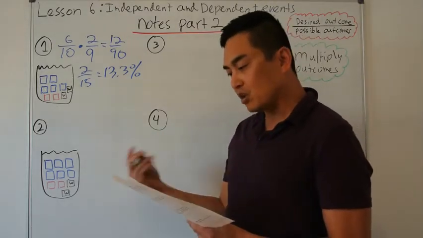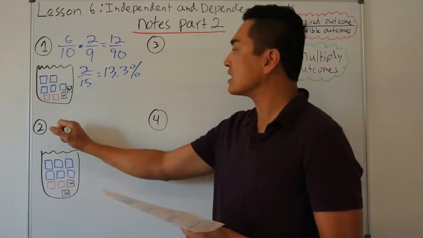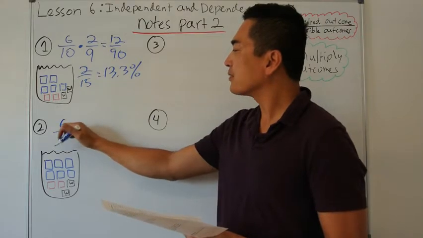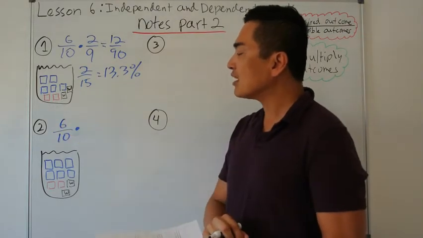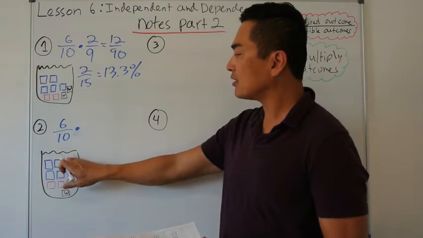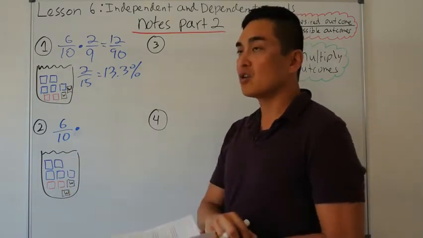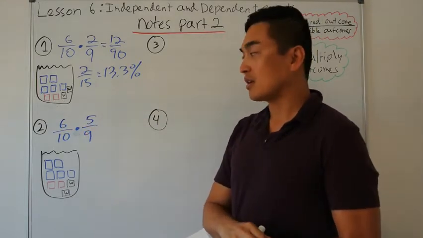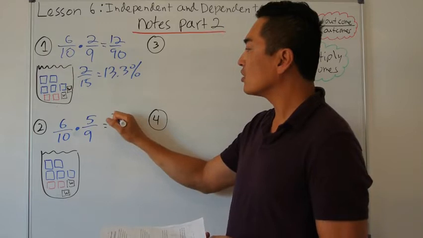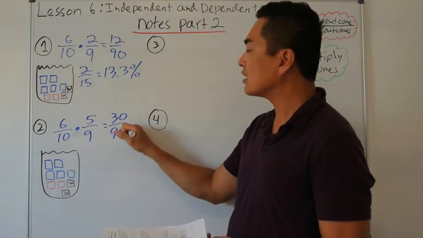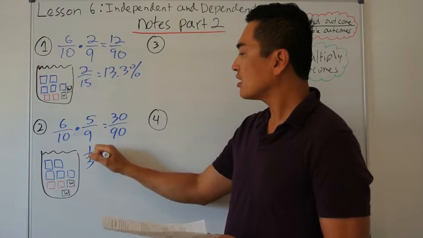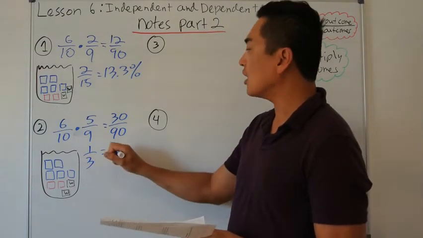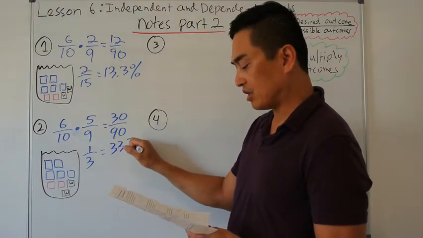You want to get blue and then blue, so it's 6 out of 10, times... Now, if you take 1 blue out, as you can see, there's only 5 blue left, and then out of 9. Alright, so that would give you 30 over 90. That's the same thing as 1/3, which is 33.3%.